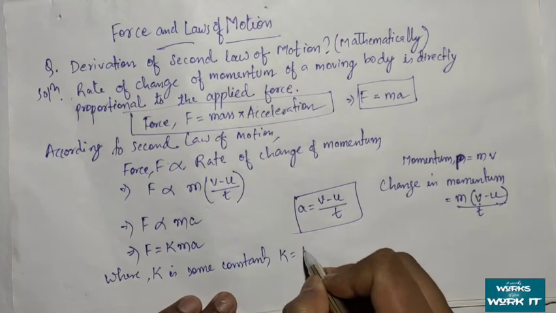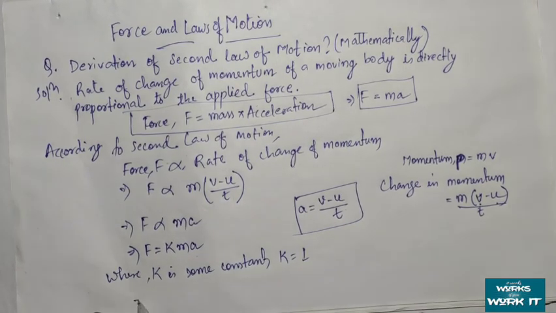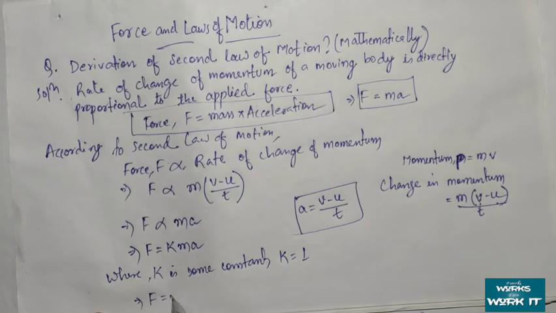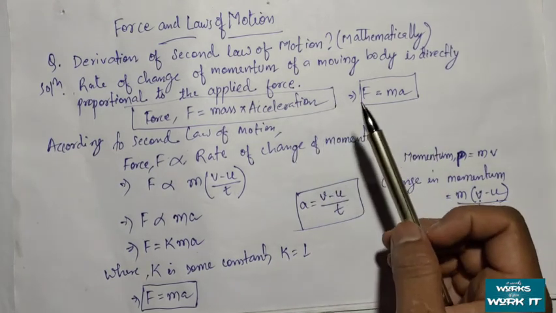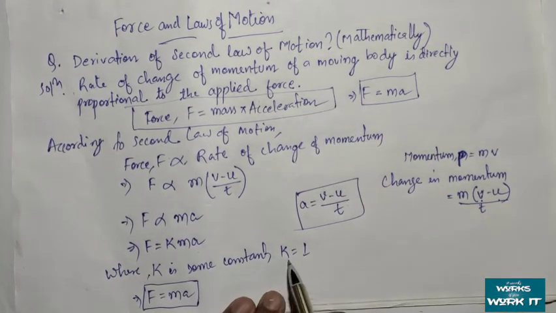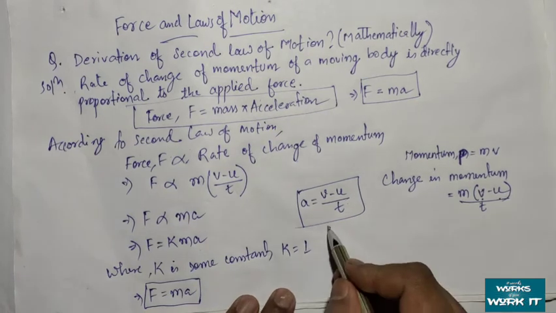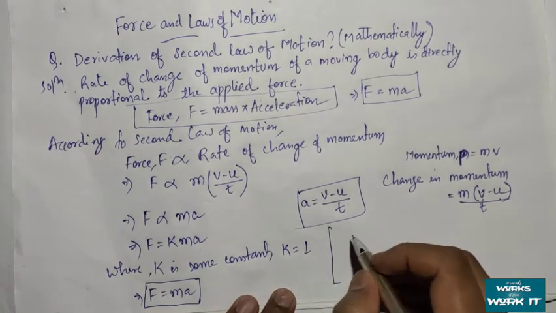So if k value is 1, we can write F is equal to ma. So this is our derivation for the second law of motion mathematically. How have I taken this k equal to 1? Let us take an example.